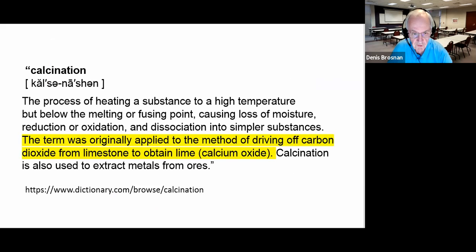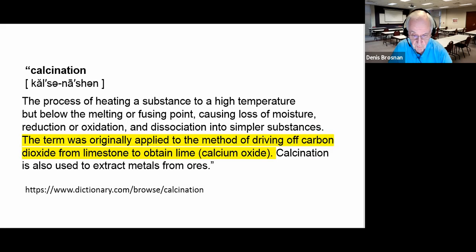We call this calcination. I borrowed this definition from the internet. It's the process of heating a substance to a high temperature, but below the melting point, fusion point, causing loss of moisture, chemical reduction, or oxidation, or dissociation into simpler substances. So that's exactly what we've got right here.